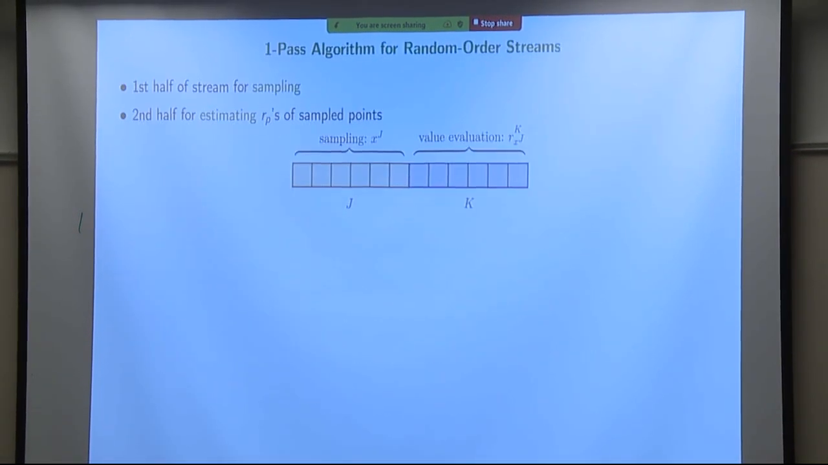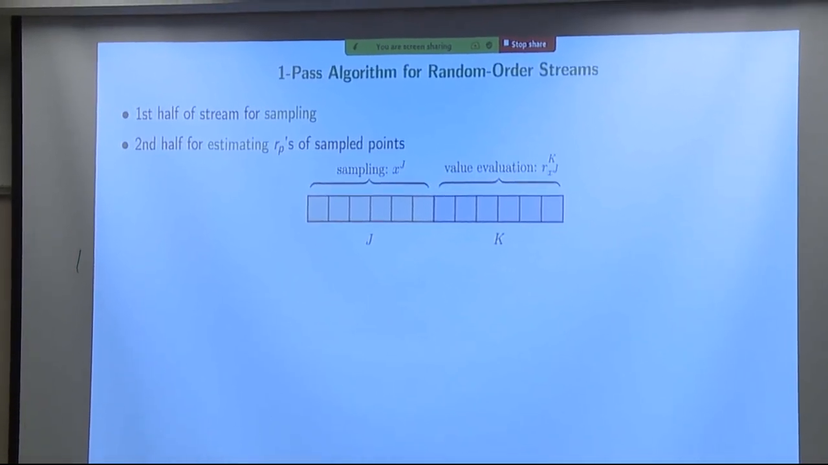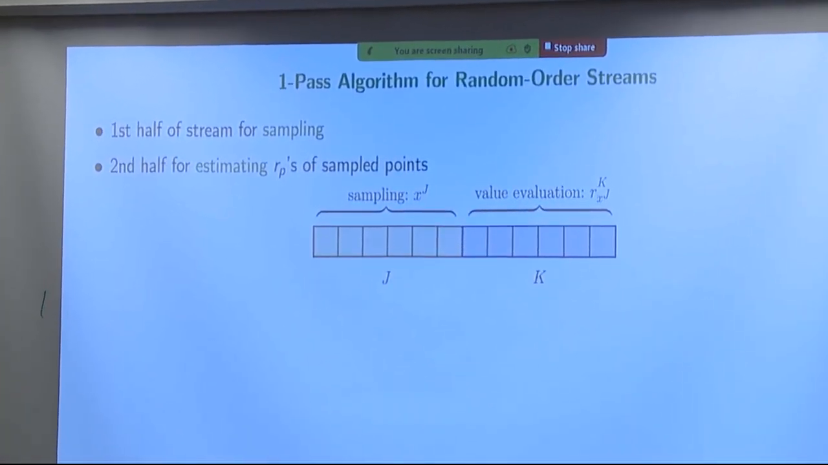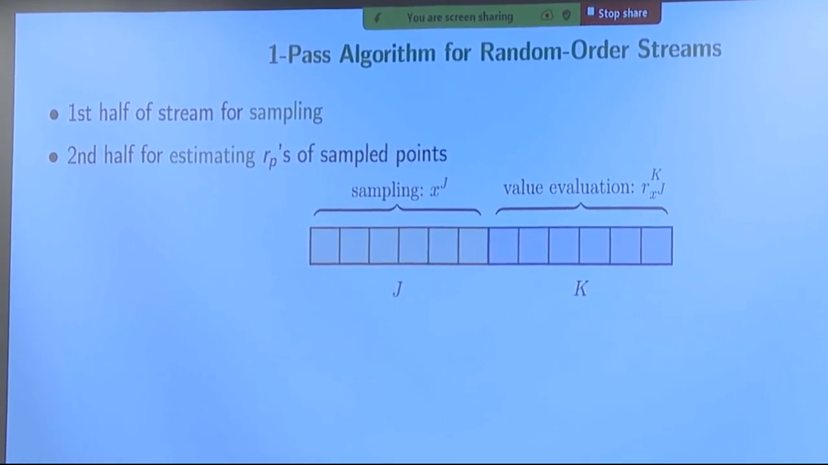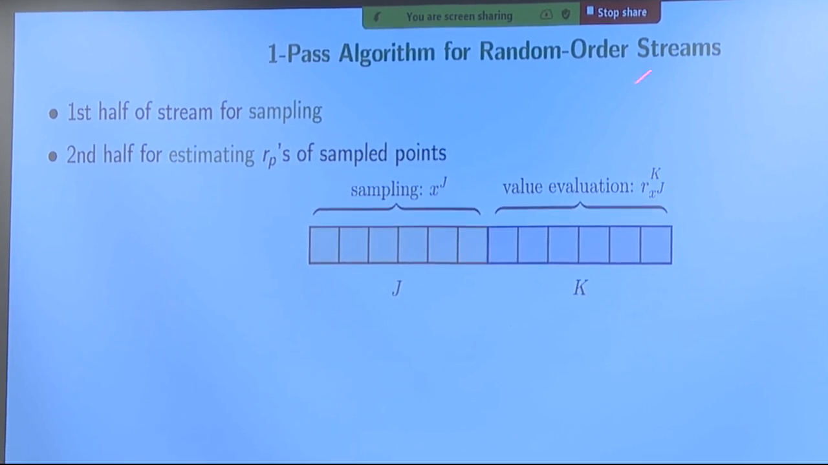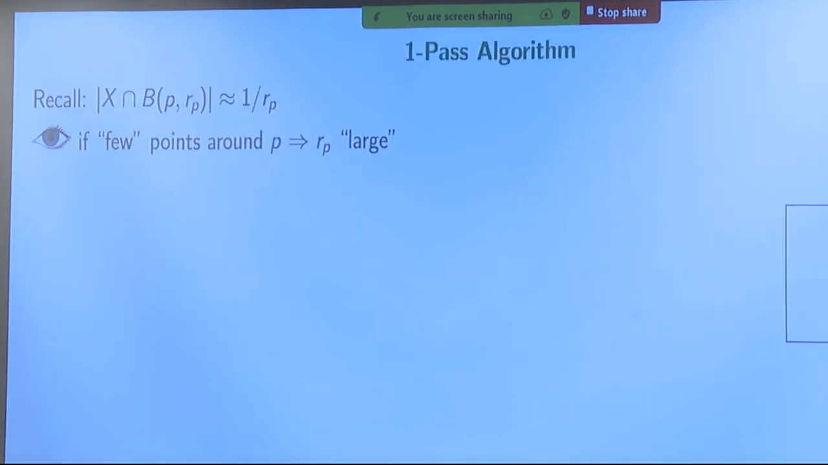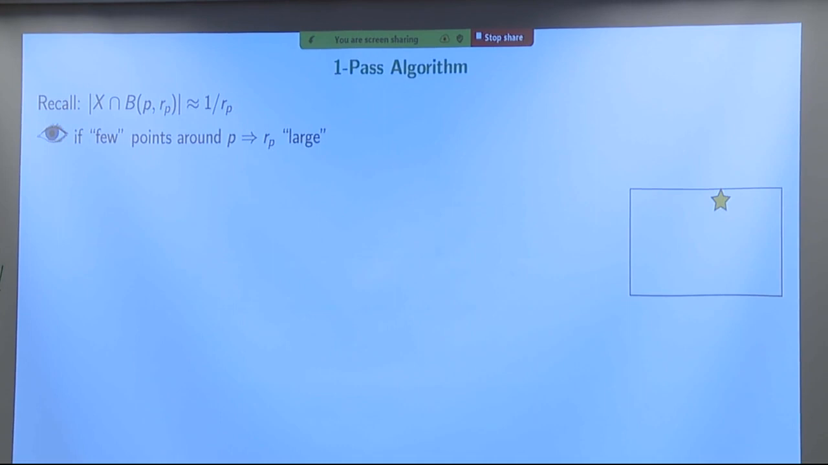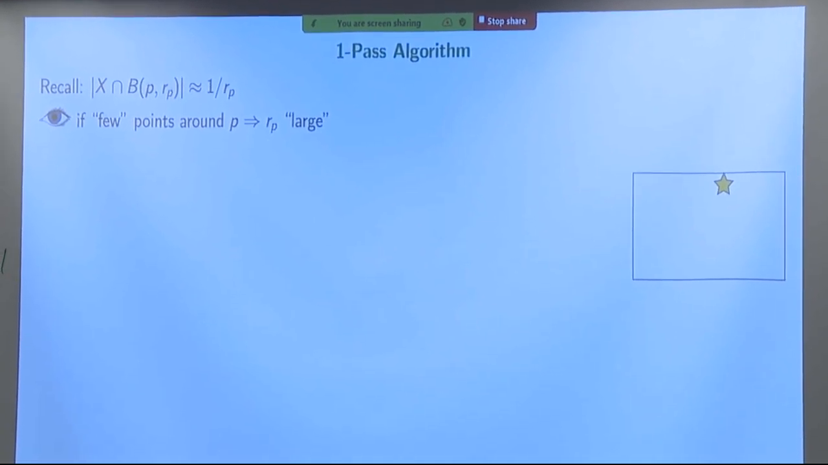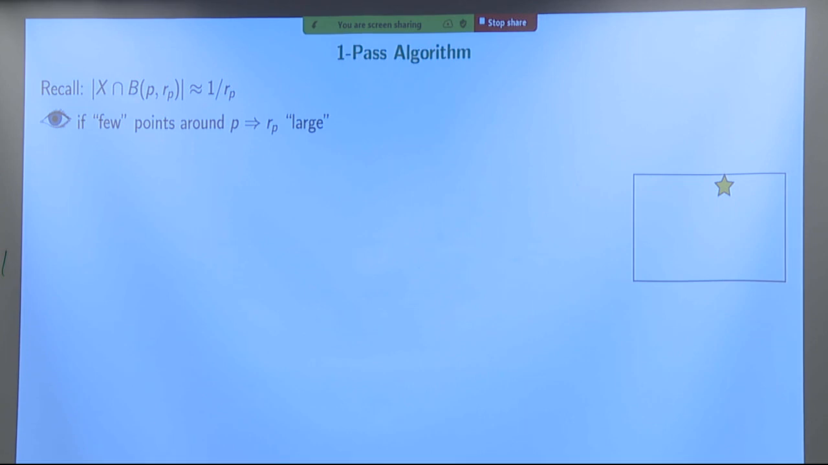Okay, so now in random order streams, it's not too difficult to tweak the two-pass algorithm into one pass over random order streams. Basically, the first half of the stream is used for sampling, to simulate the first pass, and the second half of the stream is used to simulate the second pass. And because it's random order, it works. Okay, so now very briefly, how to actually do it in one pass over arbitrary order streams, but with a worse approximation ratio.